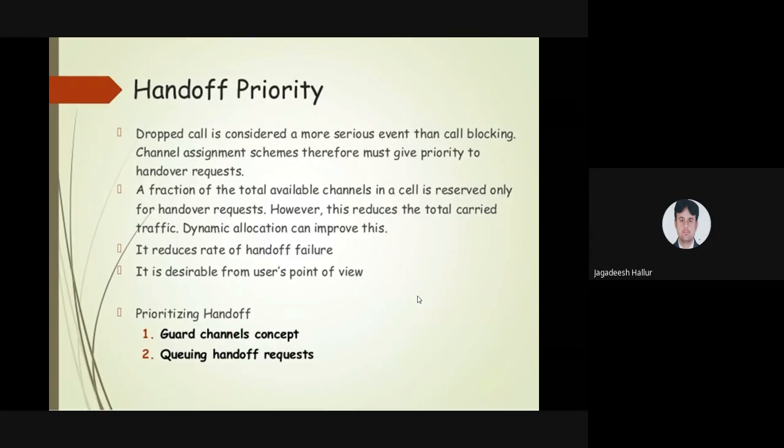So it is going to reduce the traffic in the particular signals, and it reduces the rate of handoff failure. Only about 2 to 3% of handoff processes will fail. The other 98% will not have any failure or disconnection of the call. That is the main priority of handoff.